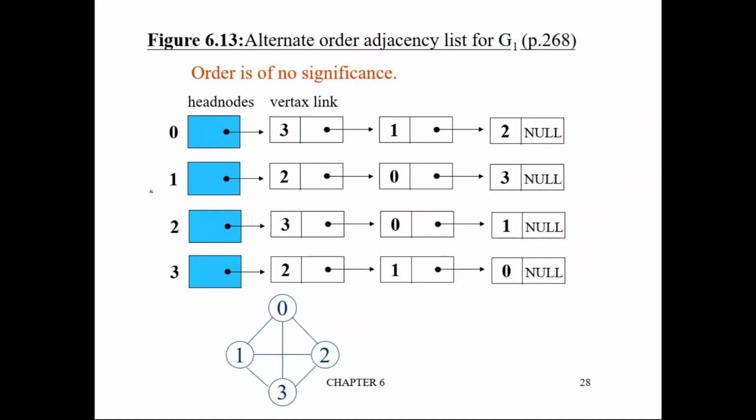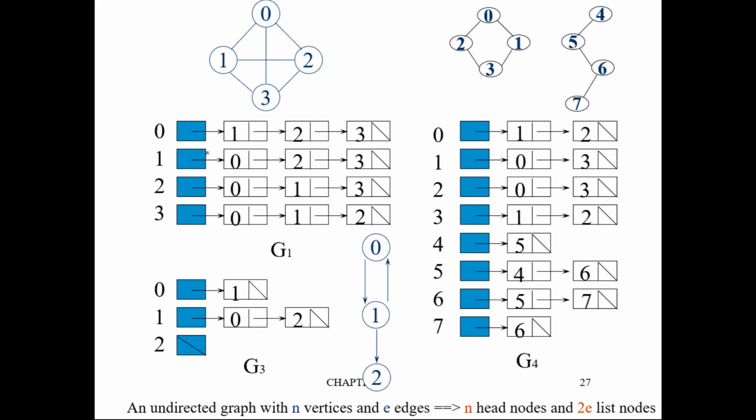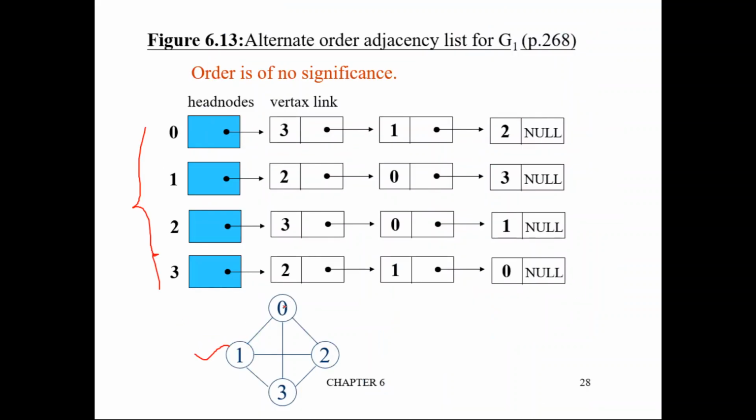So this is again the same list representation of this particular graph which is given here. It is not that this numbering should be in ascending order. There is no compulsion. It is nothing like that. So it is not that it must be 0 to 1 and then 2, 3. No. It can be any order. That's what this says.